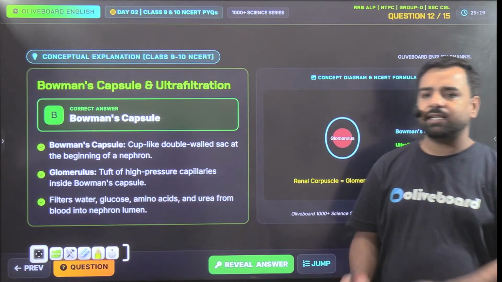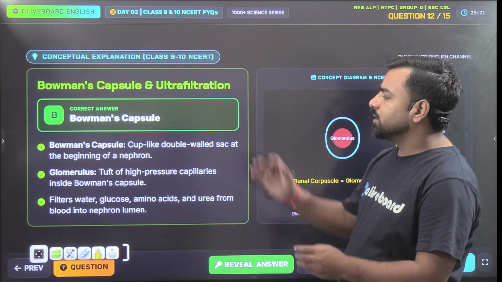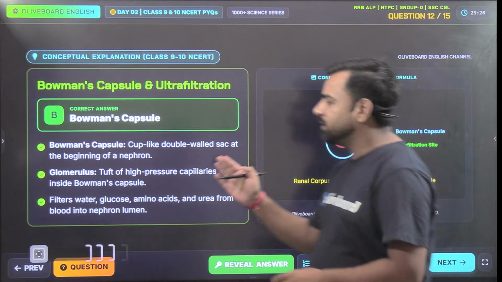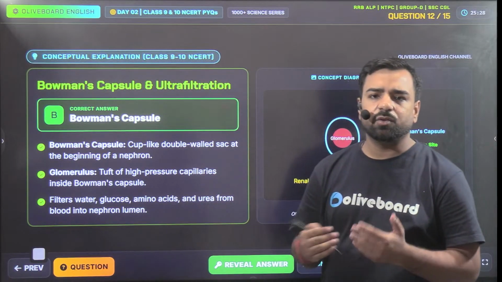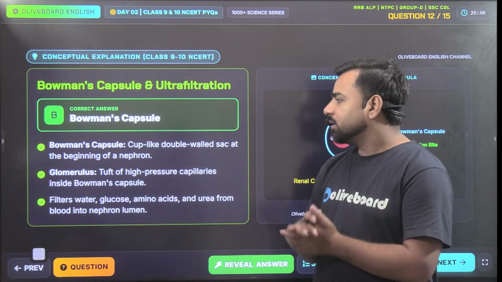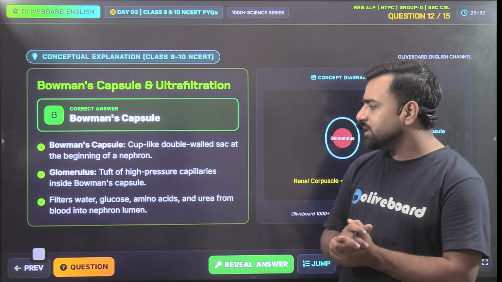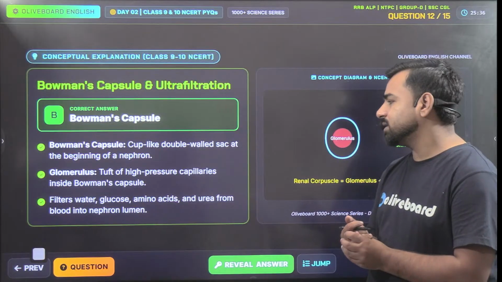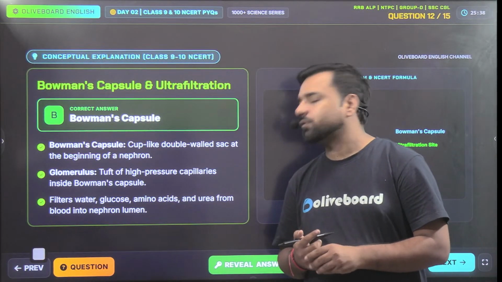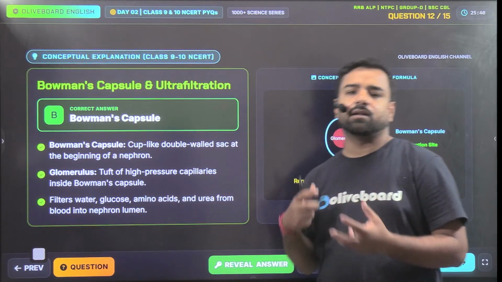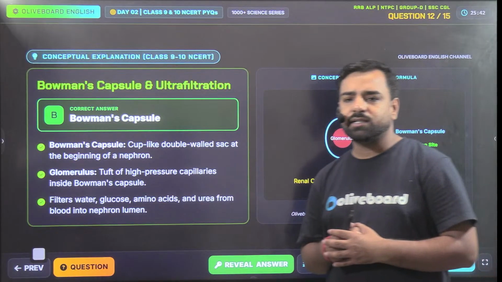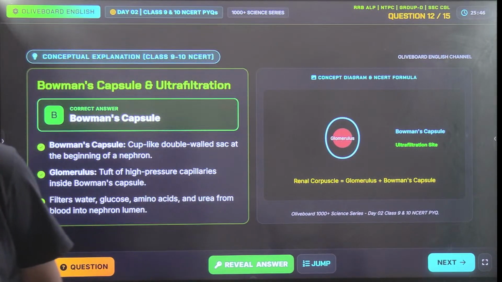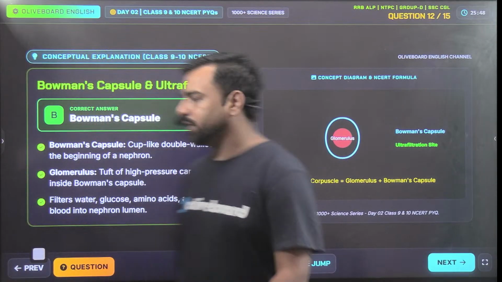So let's go with the explanation now. It's a cup-like double-walled sac at the beginning of the nephron. Nephrons are the functional and structural unit of the kidneys. Tuft of high-pressure capillaries inside Bowman's capsule filters water, glucose, amino acids, and urea from blood into the nephron lumen. And for the ultrafiltration, it is the glomerulus that helps us out. So this time, acha, Natasha, you were going with B, so you were correct, right?